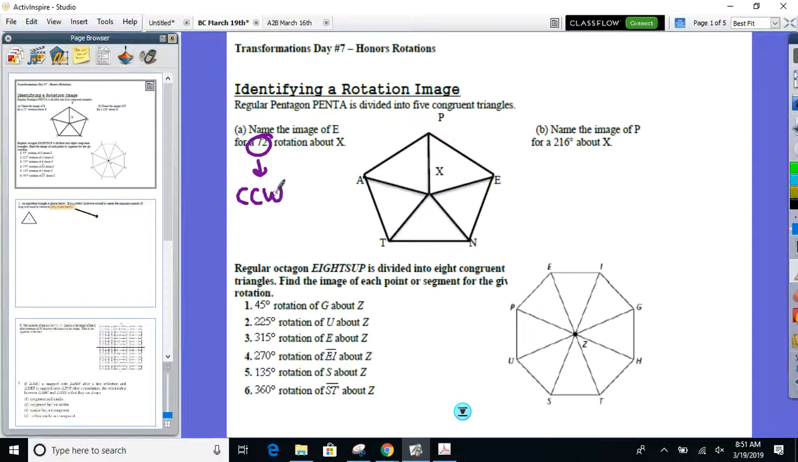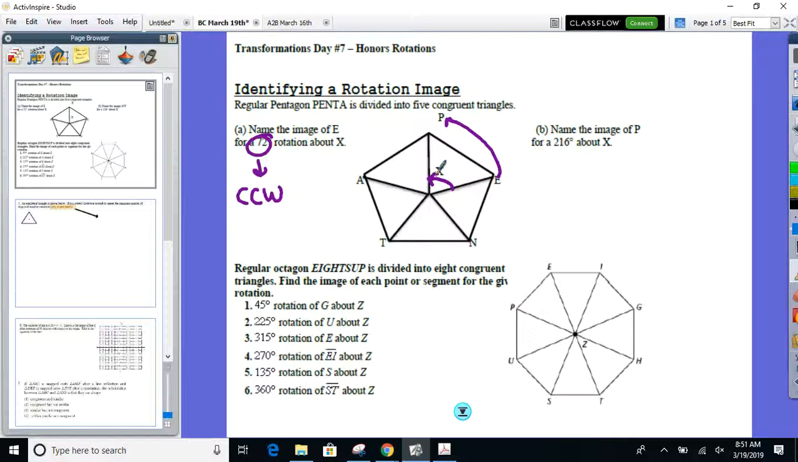But how can I find 72 degrees? Well, we know all these triangles are congruent, so aren't all these angles right here congruent? Yeah, can you find me one angle measure right there? Because if I go from E to P, that's the same angle measurement as going here to here. All 5 are congruent. What should they add up to?